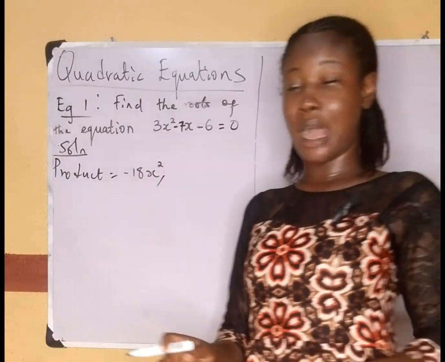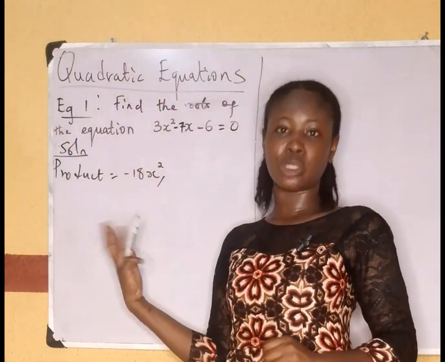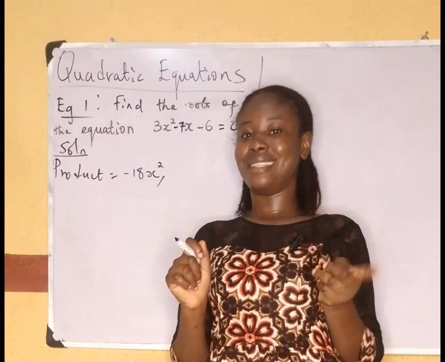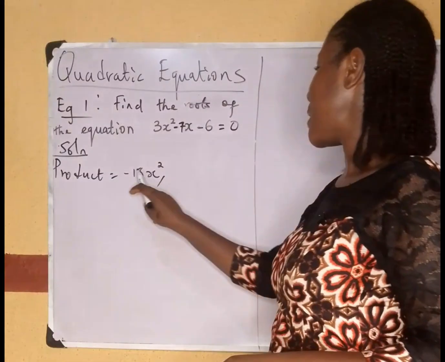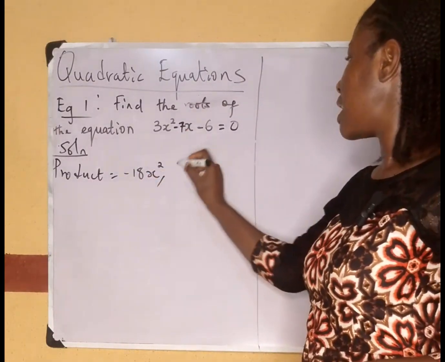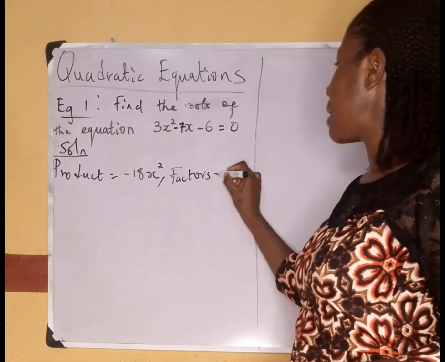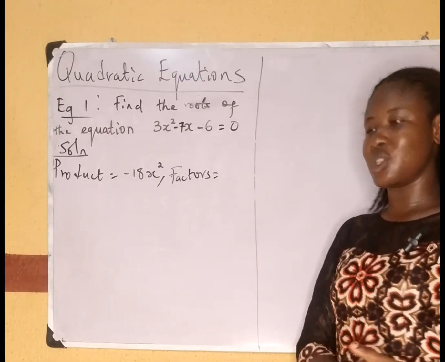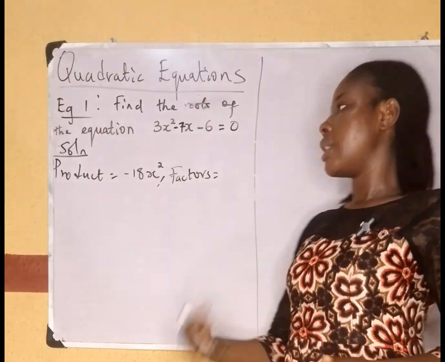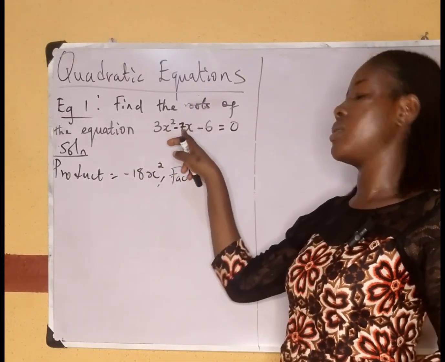If you are following me, I would love you to pause this video and try to factorize this and get your two factors first. If you can do that before you continue, let me know in the comment section. My product gave me minus 18x squared. Now I will start looking for the two factors. I am looking for two things, remember, they must have x, that when I multiply, I will get minus 18x squared, but when I add them, I should get minus 7x.